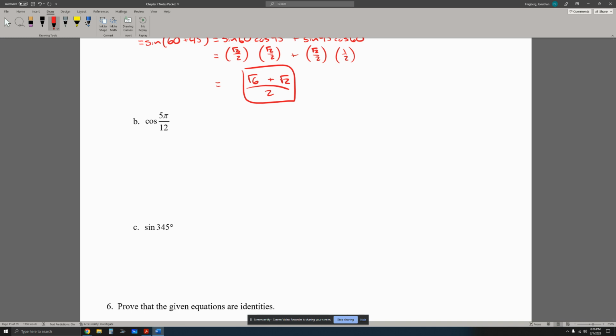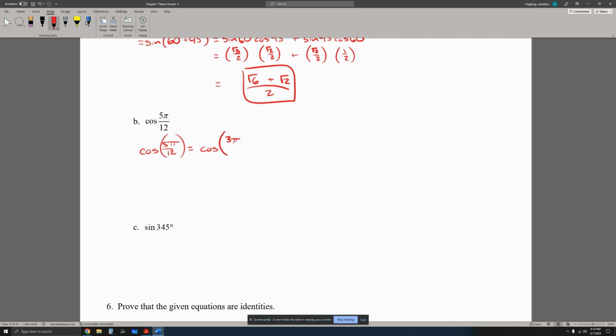So cosine of 5 pi twelfths. This one is a little bit tricky, but let's consider what those twelfths mean, right? And see if we can come up with the sum or difference of those special angles. Okay. So I know that 5 pi twelfths is the sum of 3 pi twelfths and 2 pi twelfths, right? 5 can be broken up into 3 and 2. Well, I know that 3 pi twelfths is our pi fourths, and I know that 2 pi twelfths is our pi sixths.